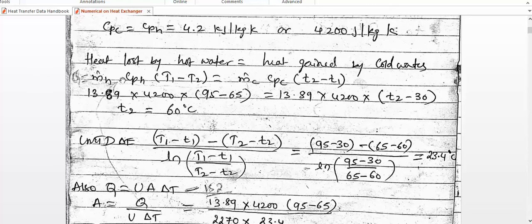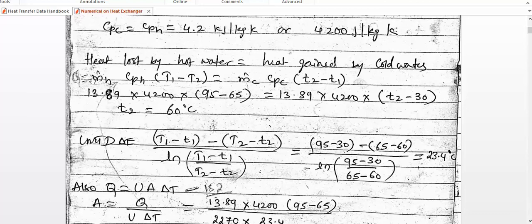So either of these two expressions, that is m dot h Cph (T1 minus T2) or m dot c Cpc (T2 minus T1), you go with any of these two. Probably take the higher value of Q, because this Q is the heat lost by the hot fluid, given by this expression, and it is equal to the heat gained by the cold fluid, right?